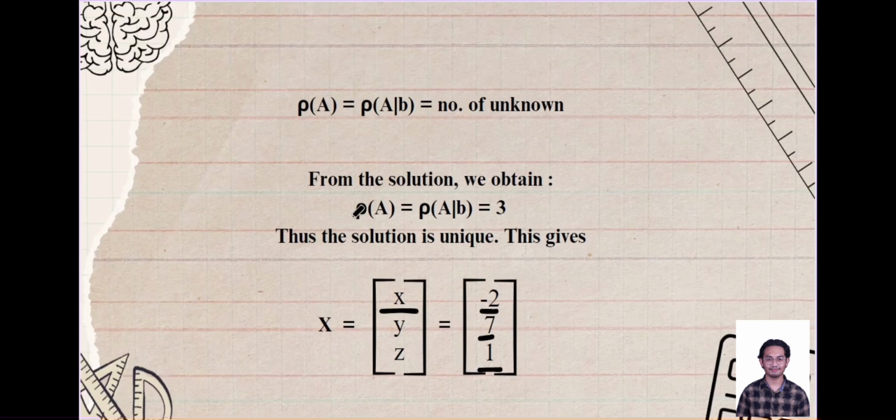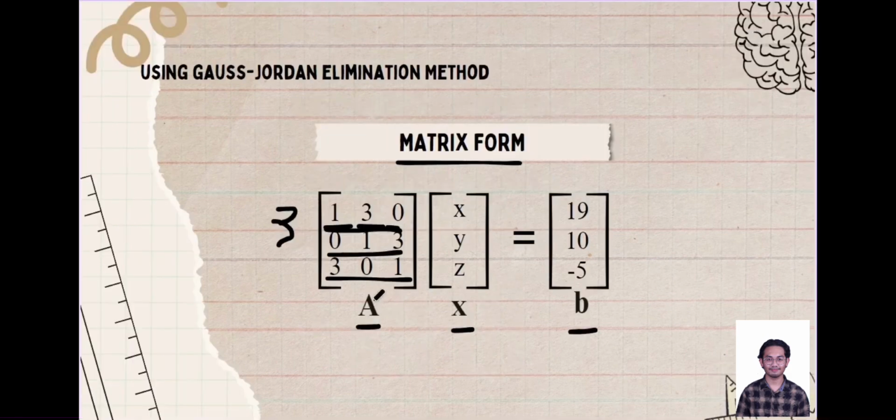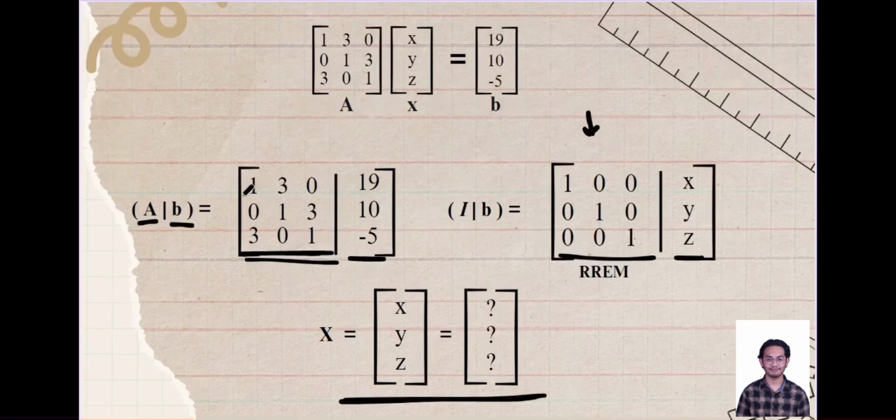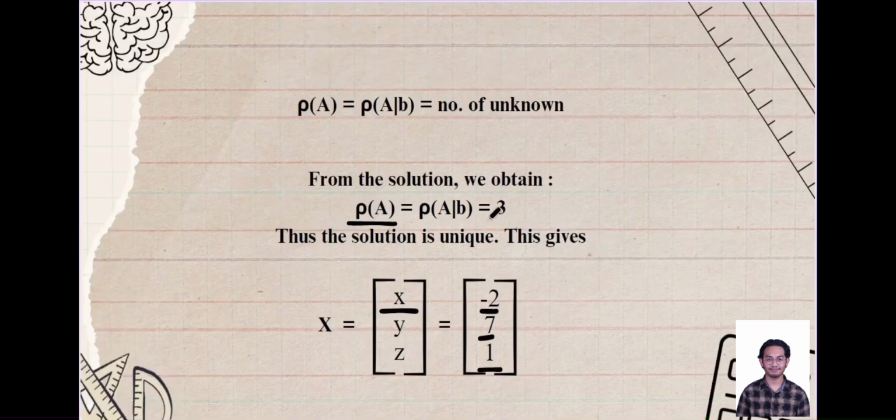Now to check our solution, let's see whether the rank of the matrix is the same or not. The rank of A, which is our initial matrix, is 3. The rank of AB is 3, and our number of variables is 3, which means that our solution is unique, and this will give us the answer for our simultaneous equation.